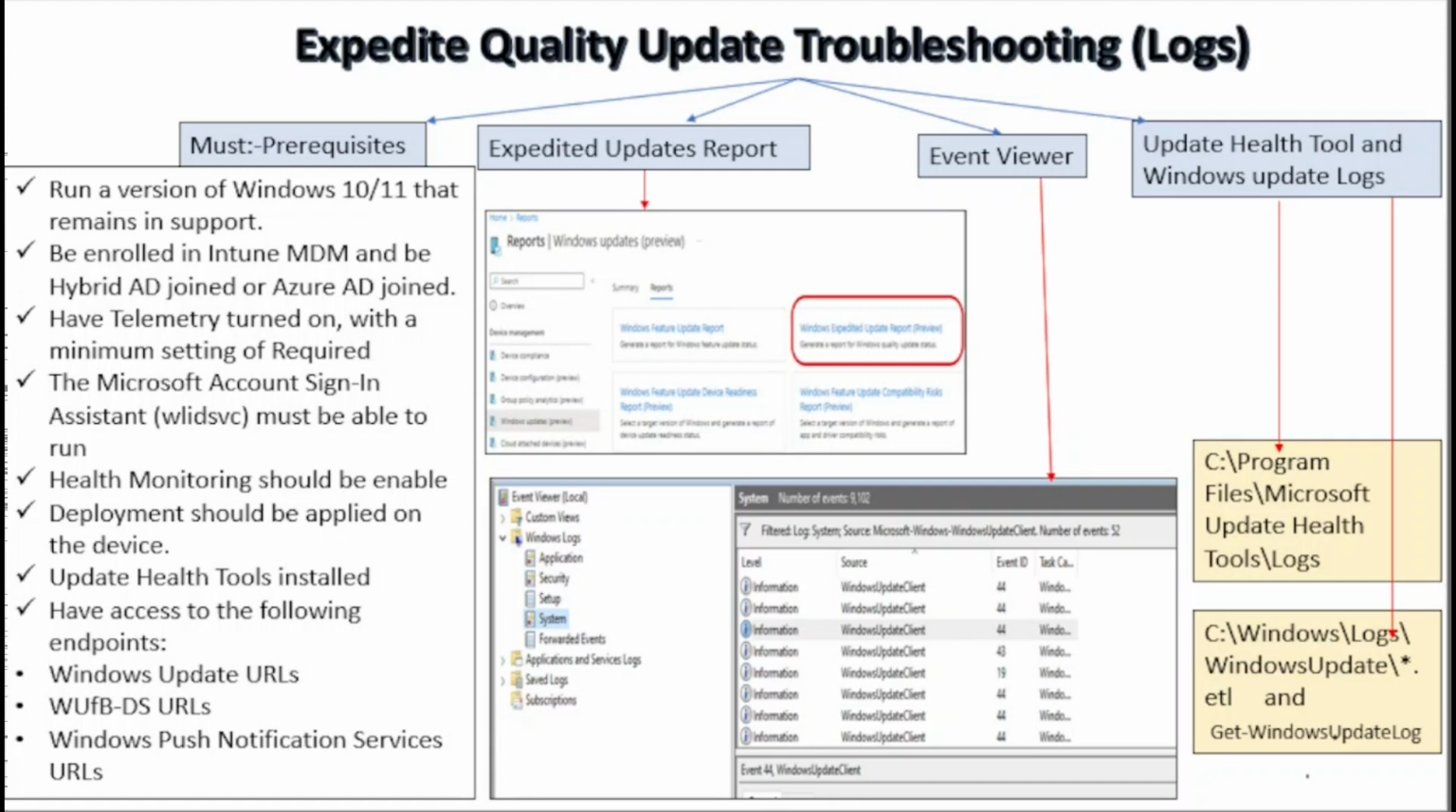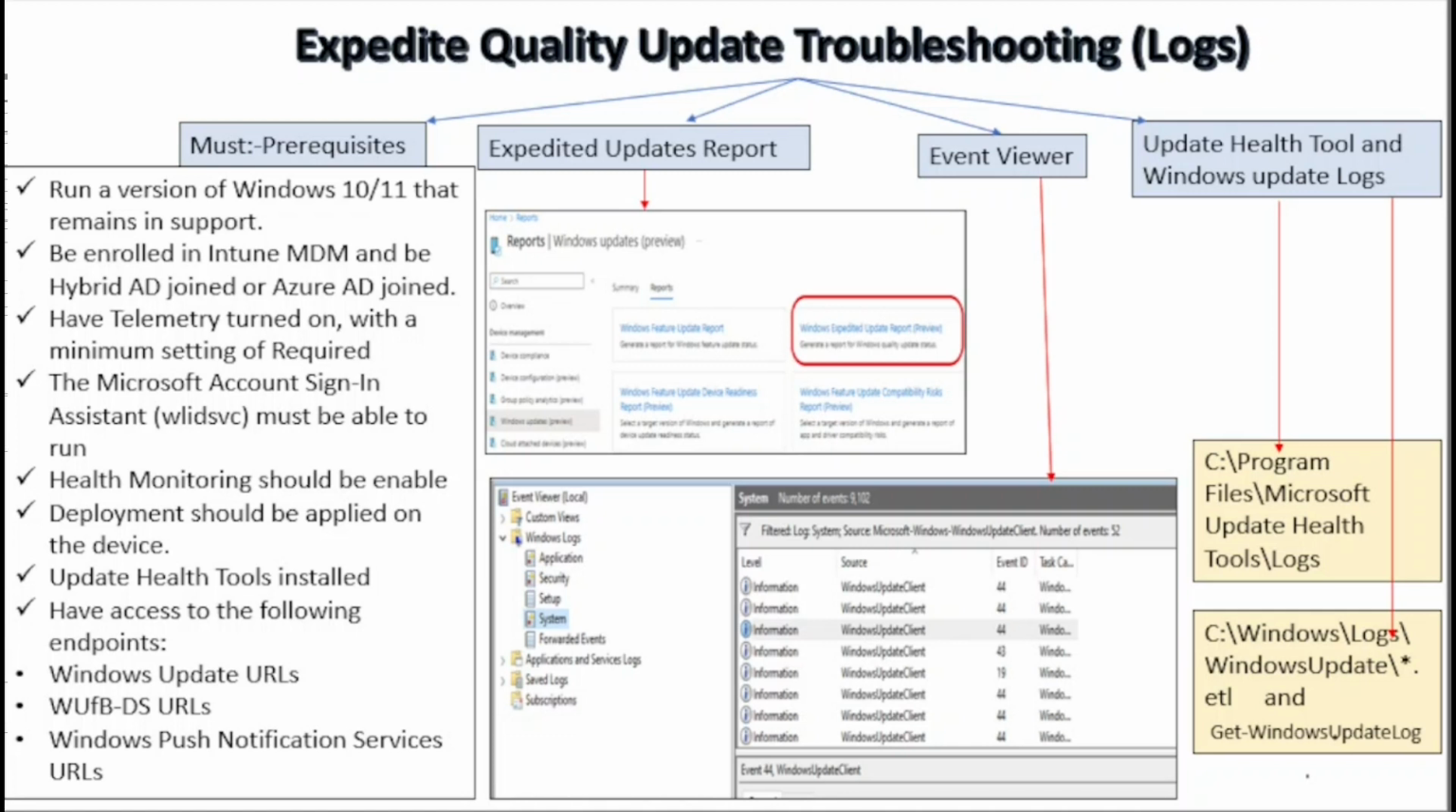As we already discussed, when we are deploying the expedite quality update on the device, that policy is not coming down to the device directly. Instead, the same policy is created in Windows Update for Business, and from there the machine is getting the expedite update notification for action. So when we are going to troubleshoot things, we need to ensure the following things.